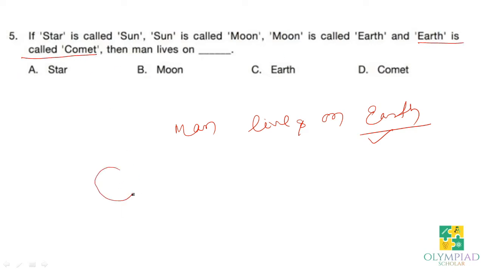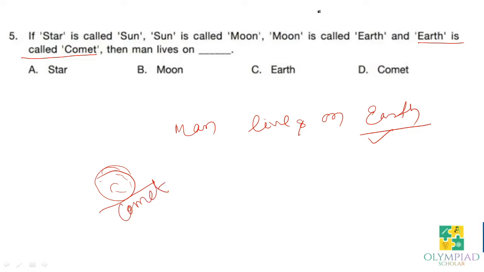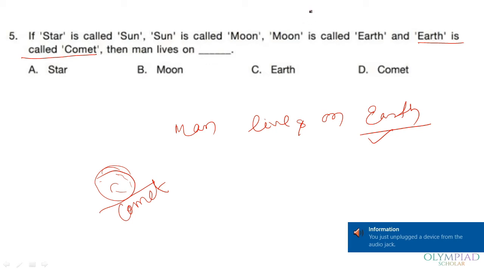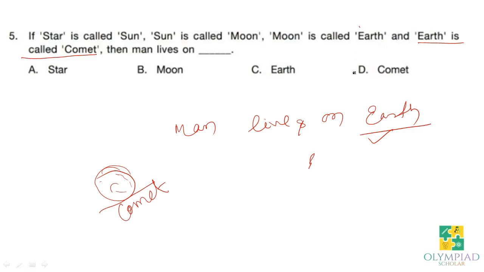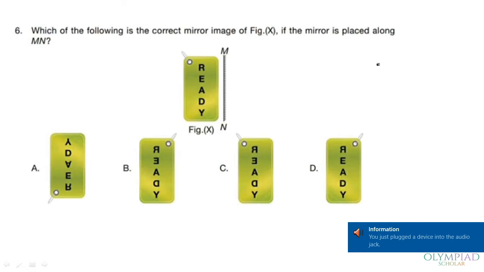That means man lives on this earth. Suppose this is the earth where man lives, but the name of this earth is not earth in some coding language or in some language. Suppose the name of this earth where we live is called comet. So we can now tell that man lives on comet. So you have to find comet, which is in option D. Okay, let's go to the next question.